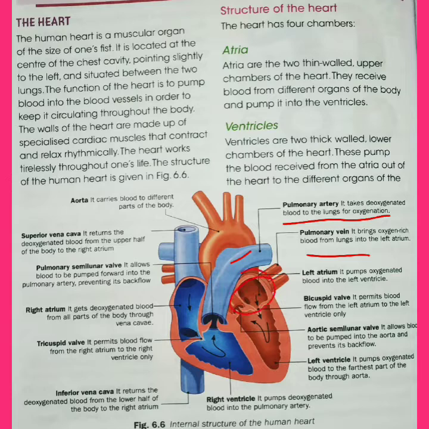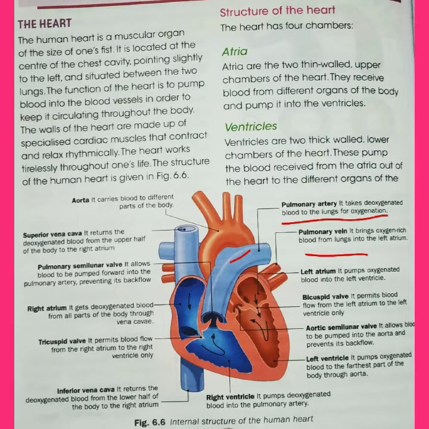So this is the left atrium. Next, left atrium. So left atrium does what? It pumps oxygenated blood into the left ventricle. So this is the atrium part and this is the ventricle part. Next, bicuspid valve. So here you can see the valve. This is called bicuspid valve. So it permits blood flow from left atrium to the left ventricle.